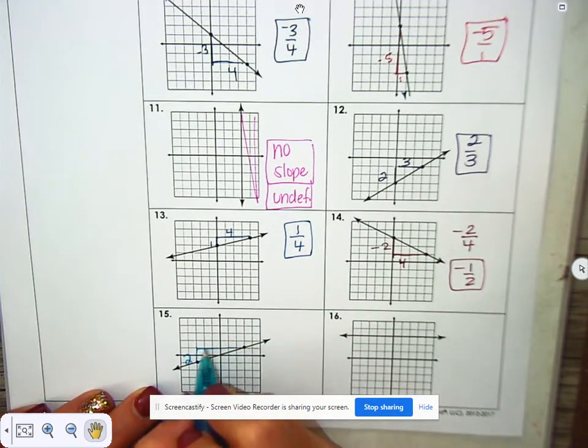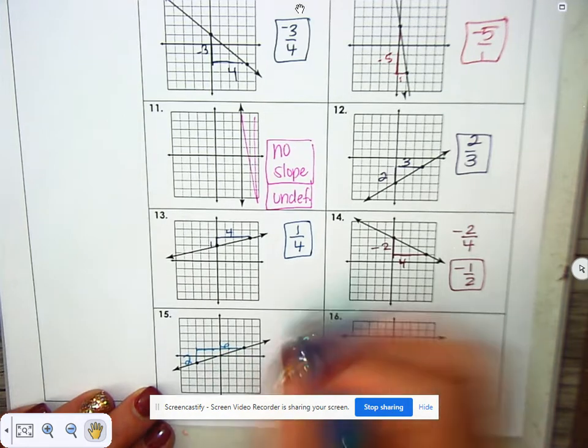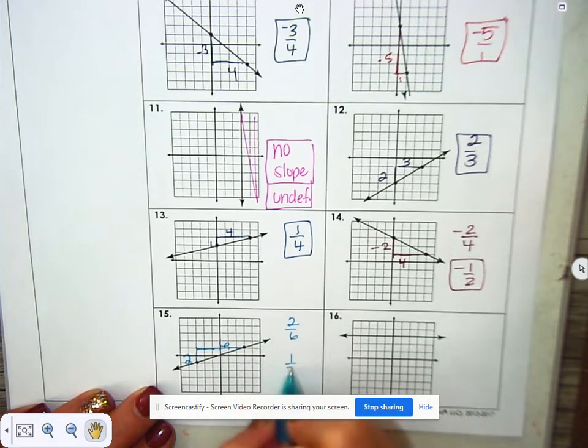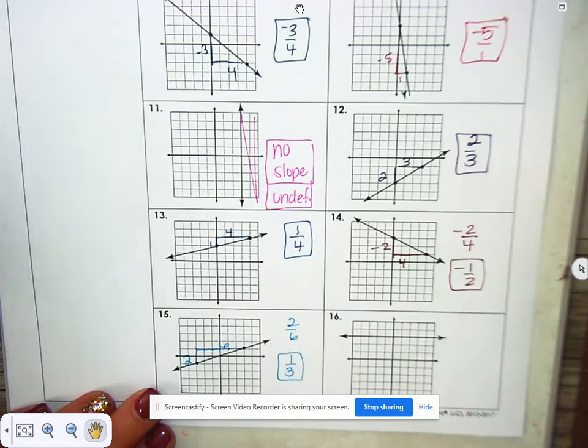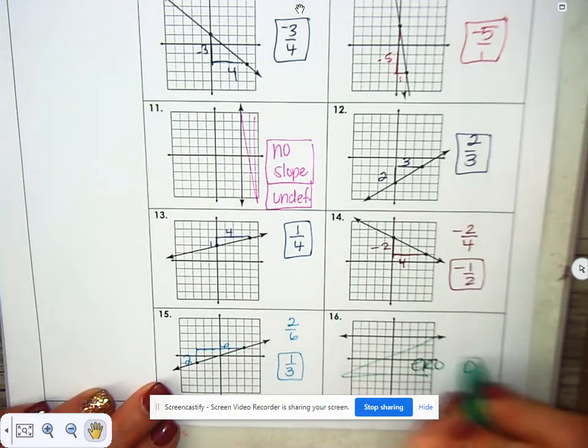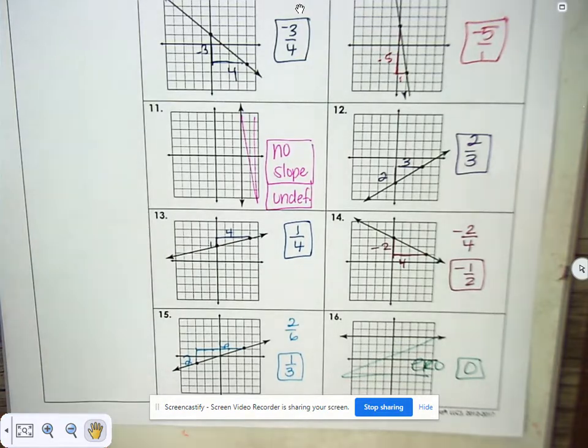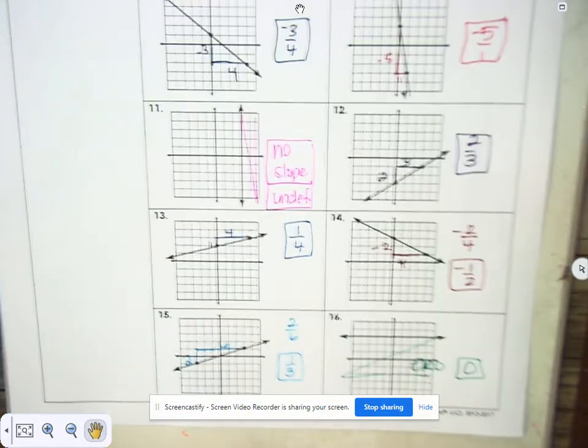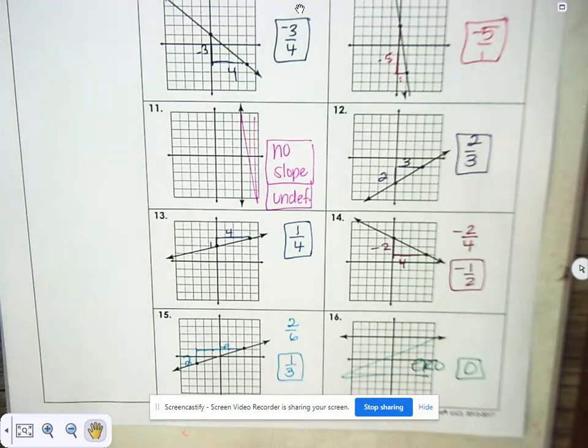Up 2/6, so that's 2/6, which is going to be 1/3. And then the last one we have here is a horizontal line of 0. Okay, so that is just graphing on a graph. So we're just counting. That's the first half of your homework.